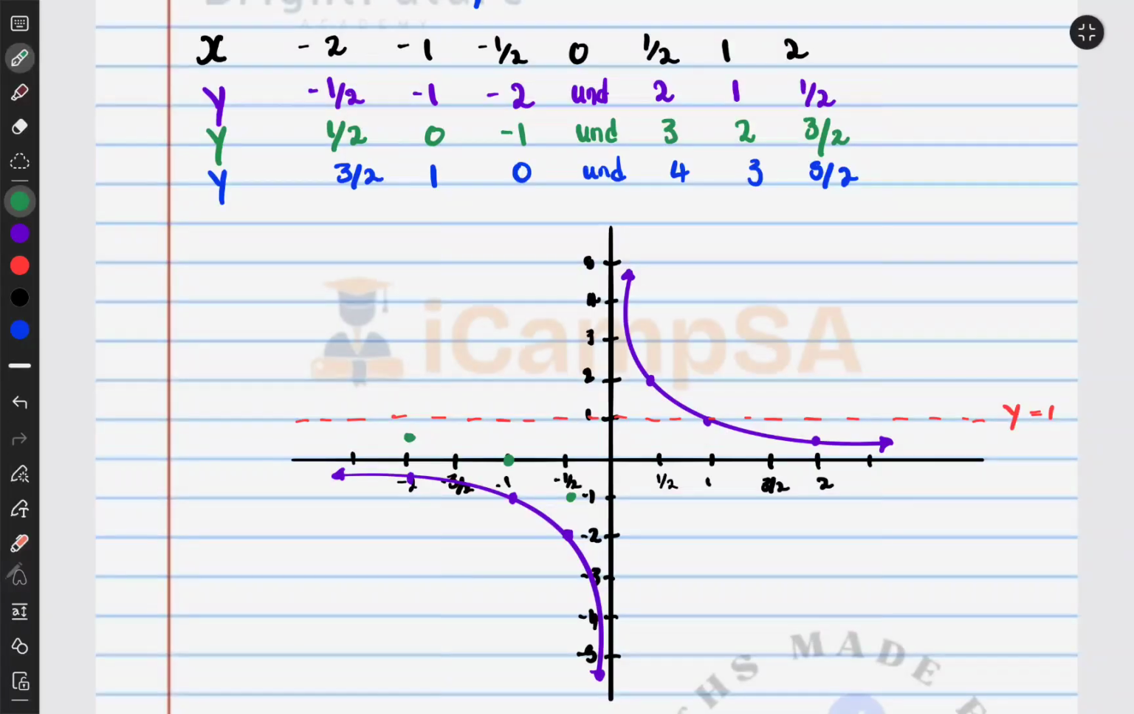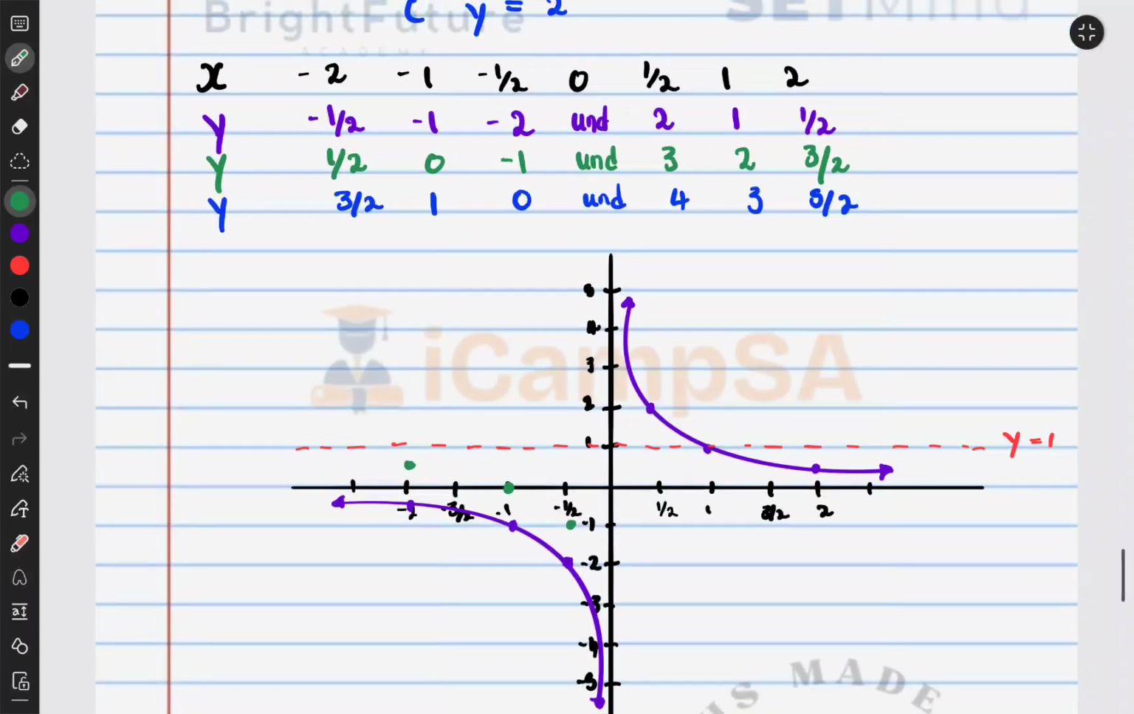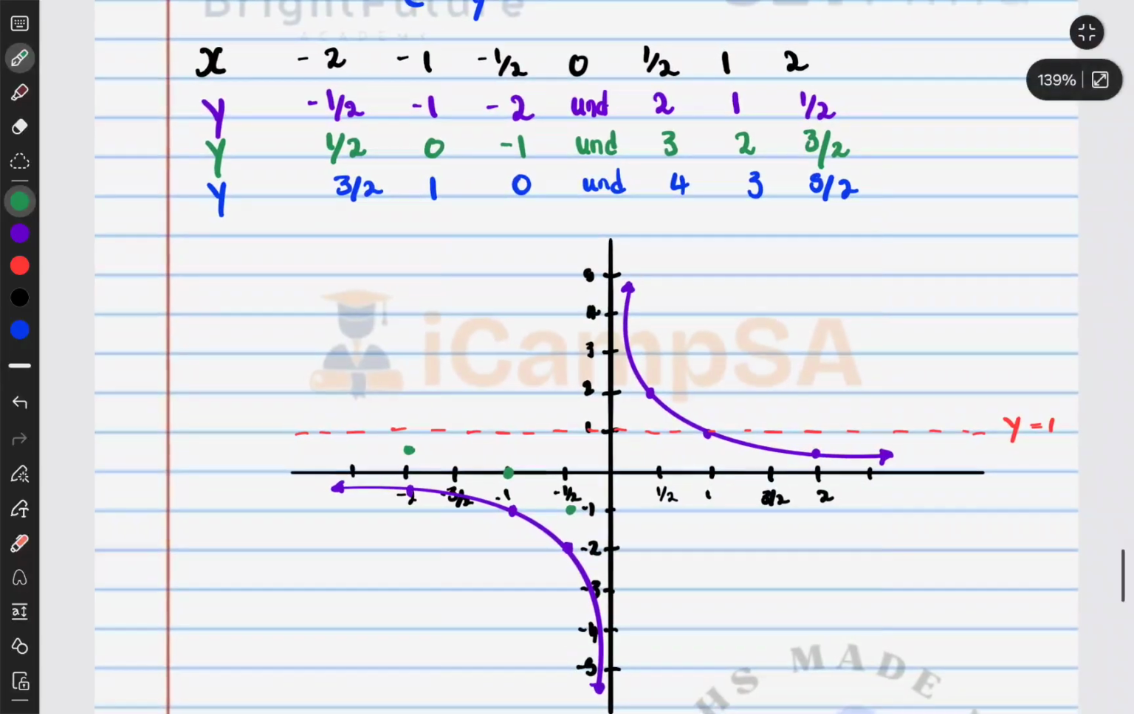And then let's go ahead and have where x is 1 over 2, here y is 3, so it's going to be there. That's the point. At 1 and 2, at 2 and 3 over 2. At 2 it's 3 over 2, so it's basically 1.5, so it's going to be here.